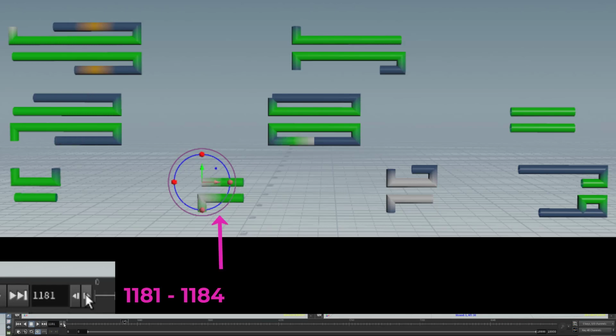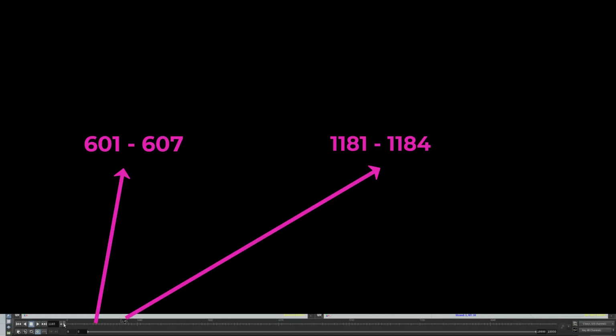1181 to 1184. The analyst may then proceed to crop out these frames as well as those frames surrounding them to perform further detailed analysis such as distance, angle, and energy distribution.